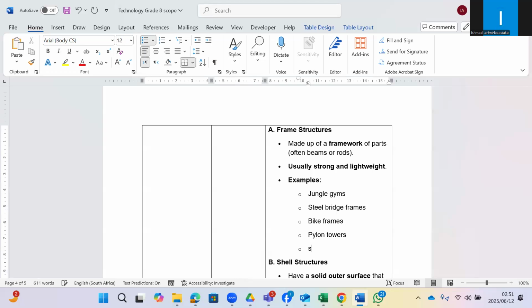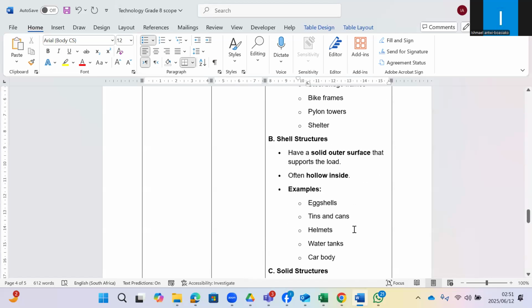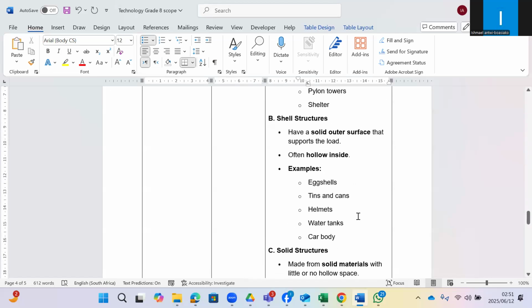And then a shelter is also a frame structure. Even the house, a shelter is a frame. Then you must know how to put this example.